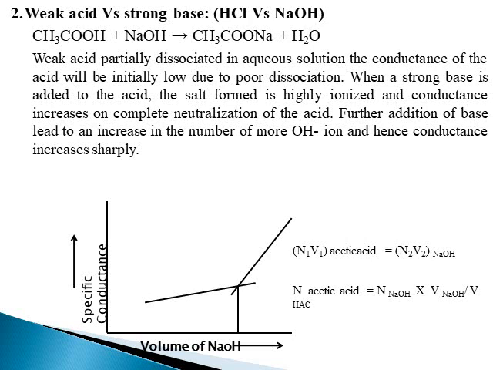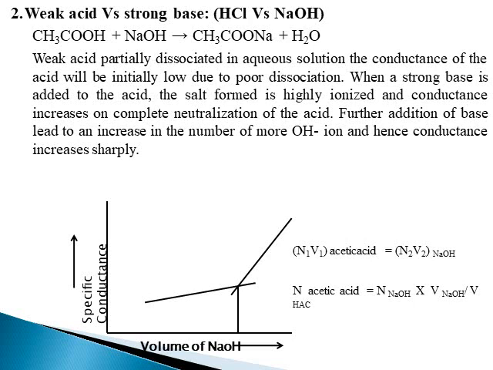So in this application, that is a weak acid versus a strong base, initially the conductance value increases incrementally, and after the neutralization, further addition of sodium hydroxide increases the conductivity considerably. The intersection of the two straight lines will give you the point, and when you extend that to the x-axis, you get the volume of NaOH.